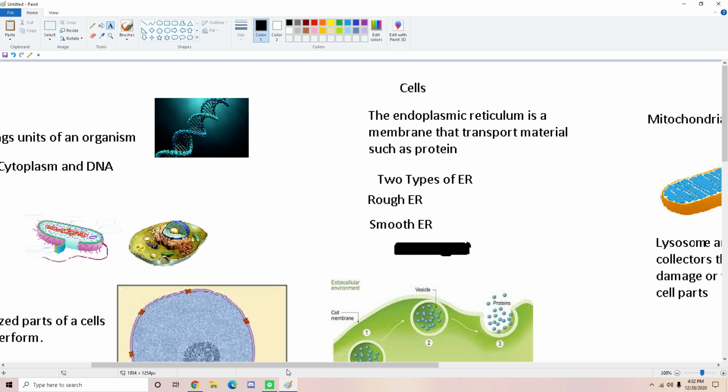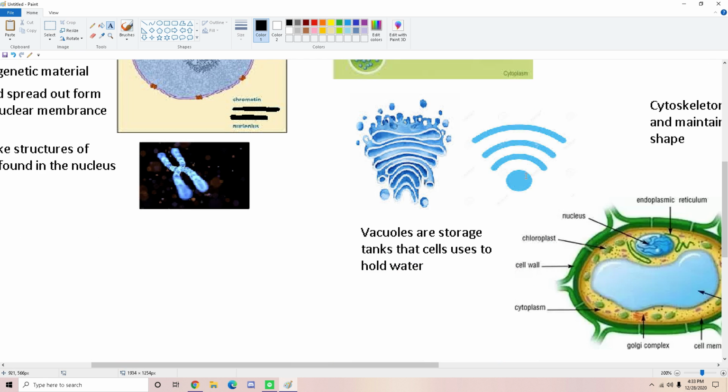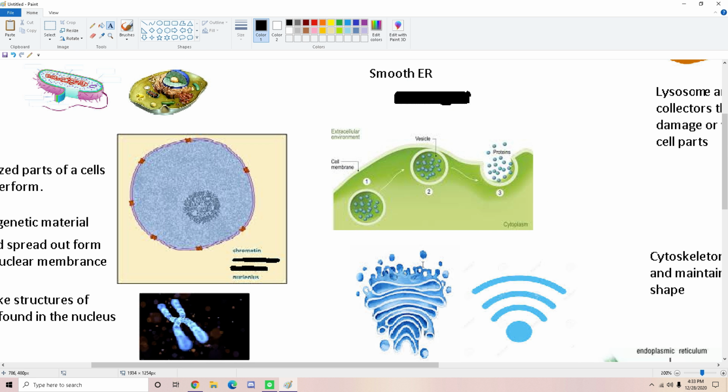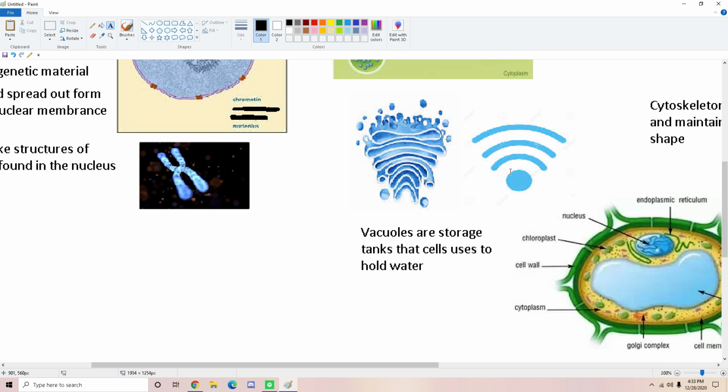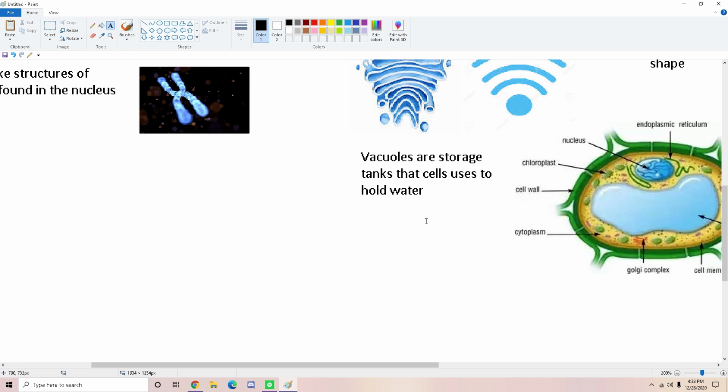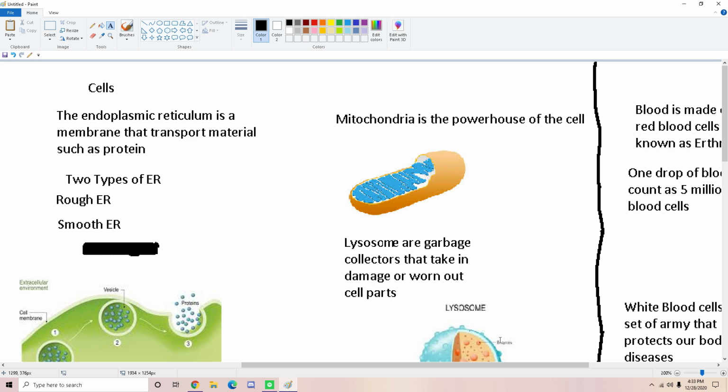As you can see right here, it kind of looks like the Wi-Fi signal just a bit, right? And this is the vacuoles coming out of the endoplasmic reticulum. This is how I see it. It kind of looks like a Wi-Fi. Vacuoles are storage tanks that cells use to hold water, and it's only in the plant cell.